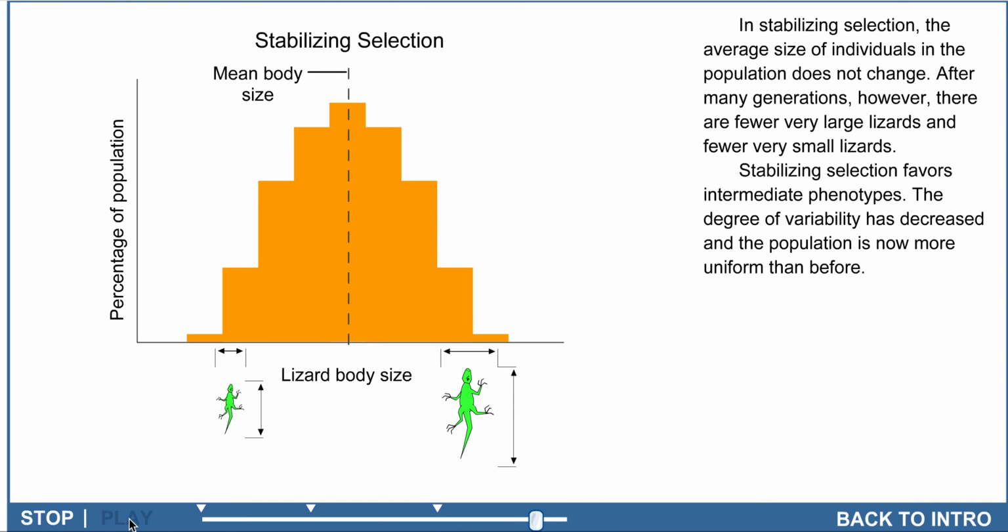In stabilizing selection, the average size of individuals in the population does not change. After many generations, however, there are fewer very large lizards and fewer very small lizards. Stabilizing selection favors intermediate phenotypes. The degree of variability has decreased, and the population is now more uniform than before.